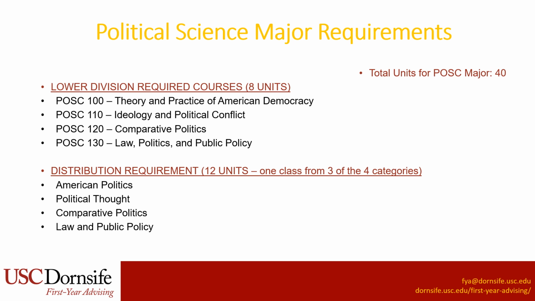And then you will move on to the distribution requirement, which is 12 units. And this requirement is really designed to give you a broad array of knowledge within the political science realm. And so you'll choose 3 courses from these 4 areas of American politics, political thought, comparative politics, and law and public policy. So you are able to omit one of these distributions.